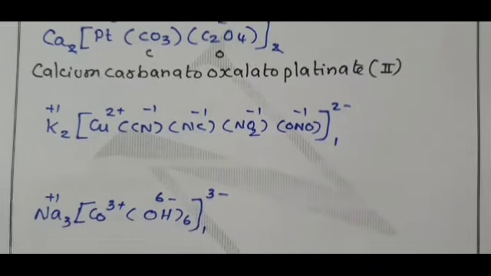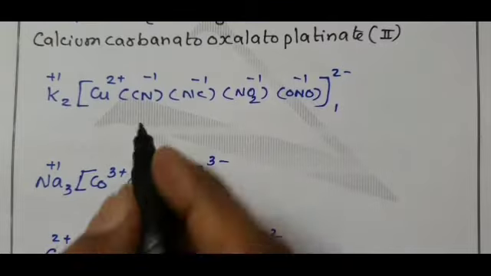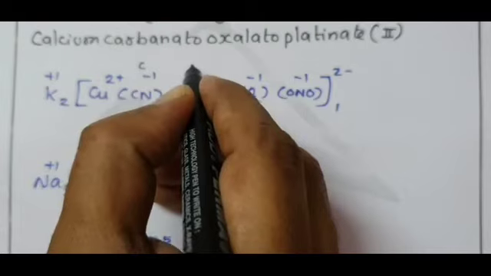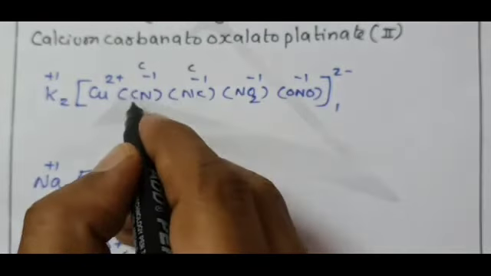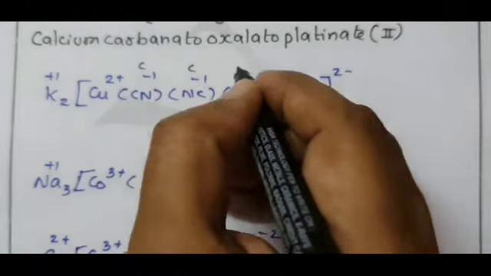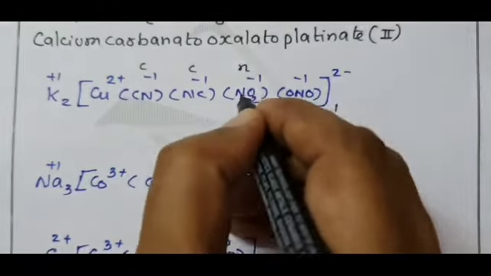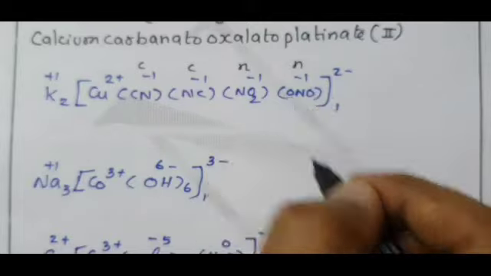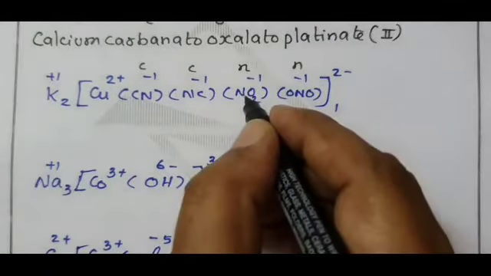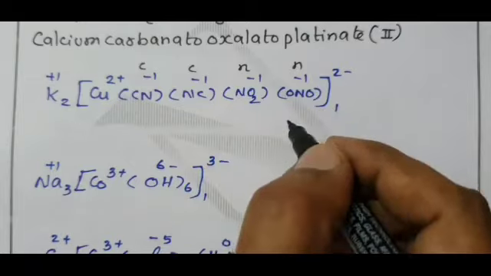Then we have the number of ligands in this complex. This is cyanido, kappa C, cyanido, kappa N. So this one is first, this one is second. Then among the two, nitrito, kappa N, nitrito, kappa O. So N is first and O is second.